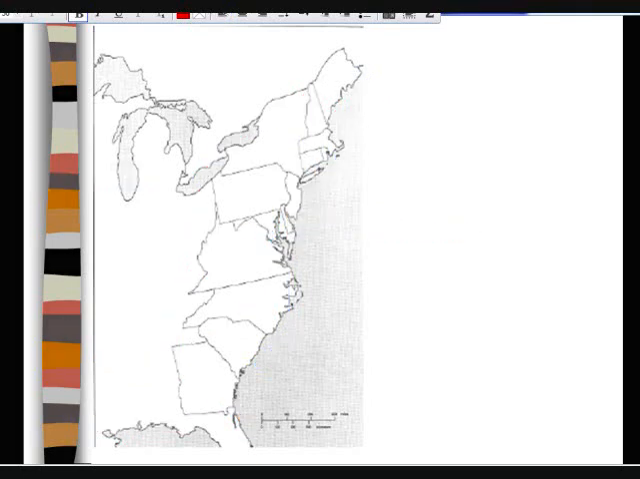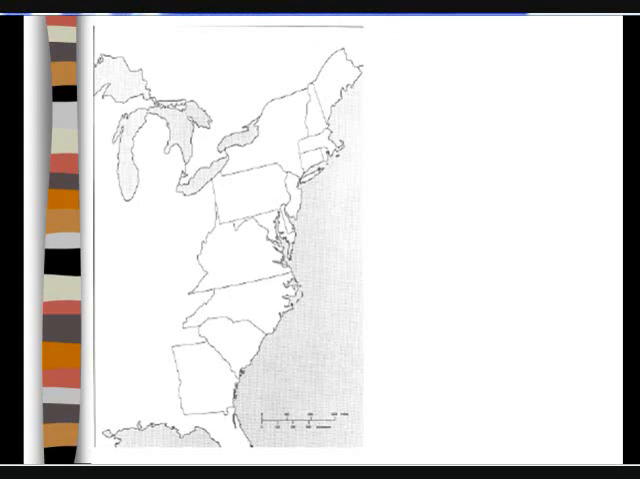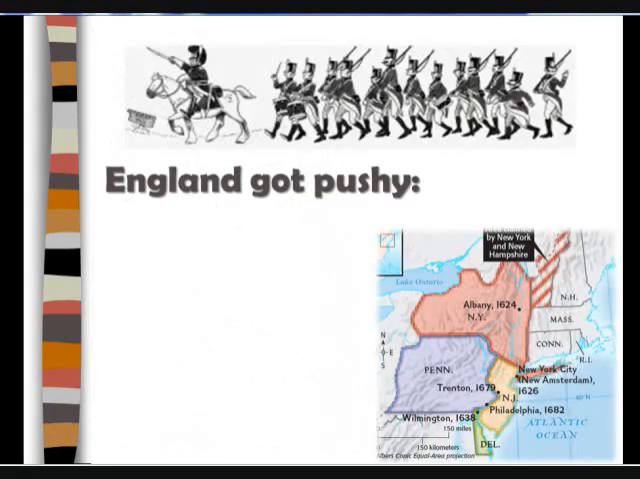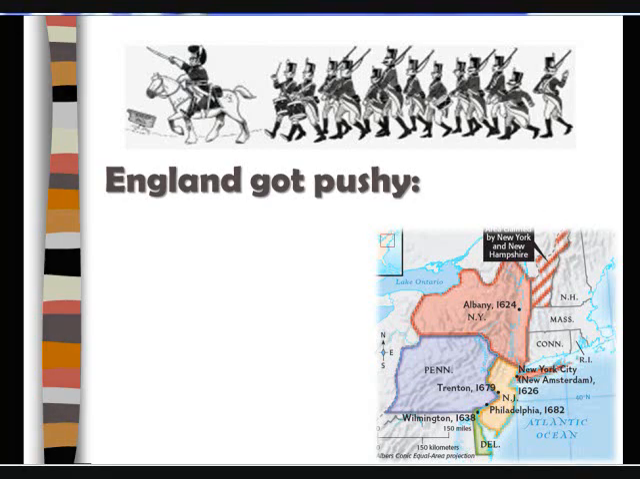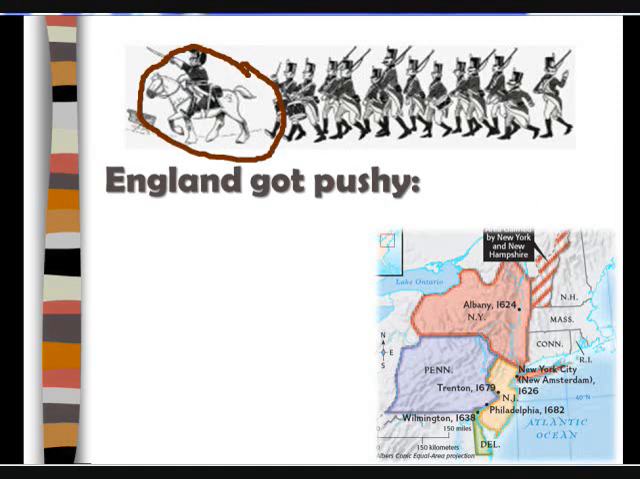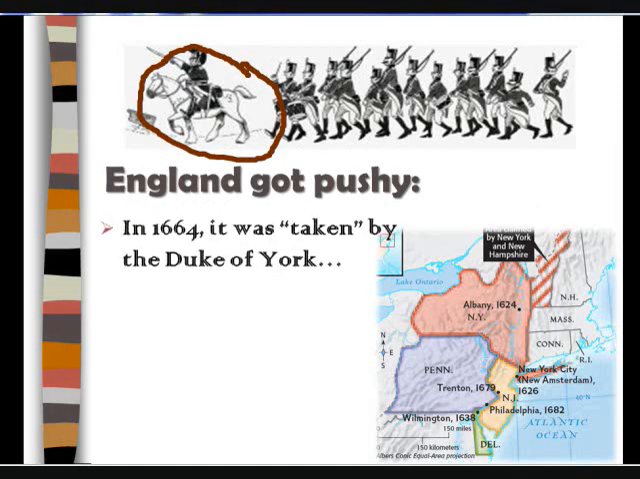And let's write the Dutch here. And this is going to cause a serious problem, and eventually the British are going to take some matters into their own hands to remove the Dutch from this area. So as England began to get a little pushy, the guy that we have to associate with this is this cat right up here. His name, there he is. His name is the Duke of York.